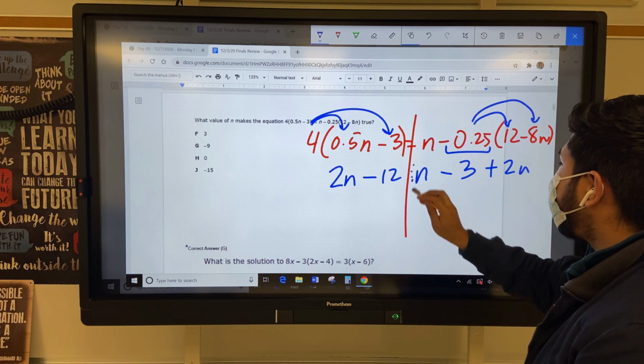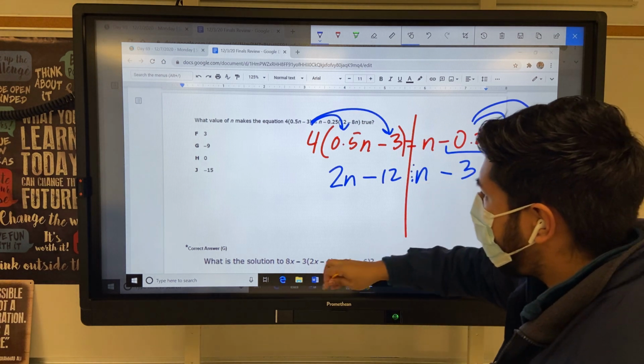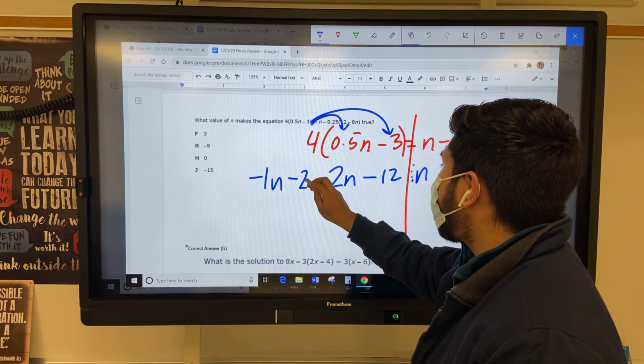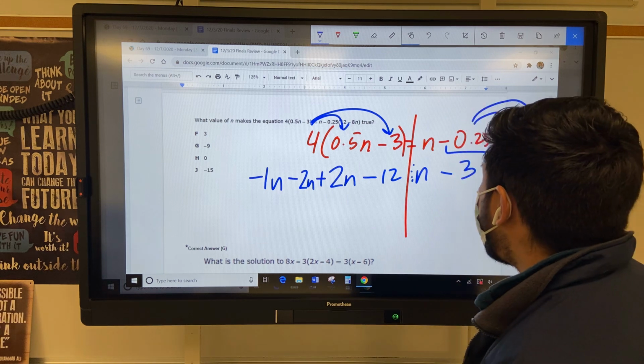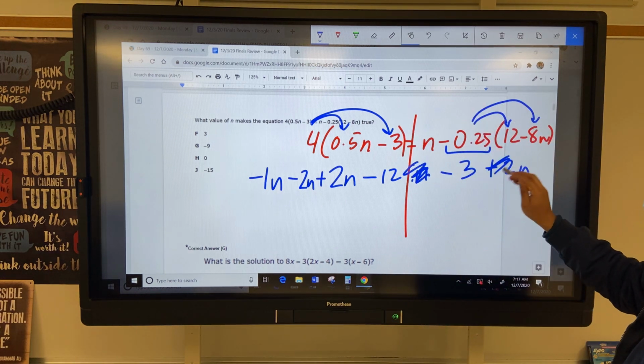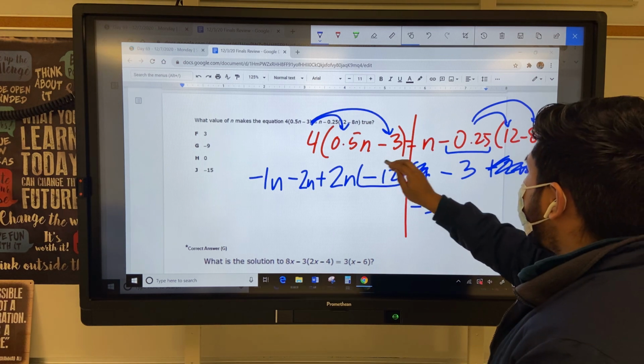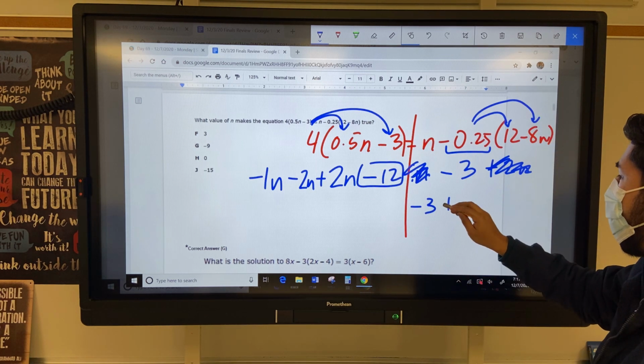1n, 2n come over here. They change into negatives. Negative 1n, negative 2n, plus that n. Cross them out. Cross them out. Bring down this negative 3 here. Move this 12, positive 12.